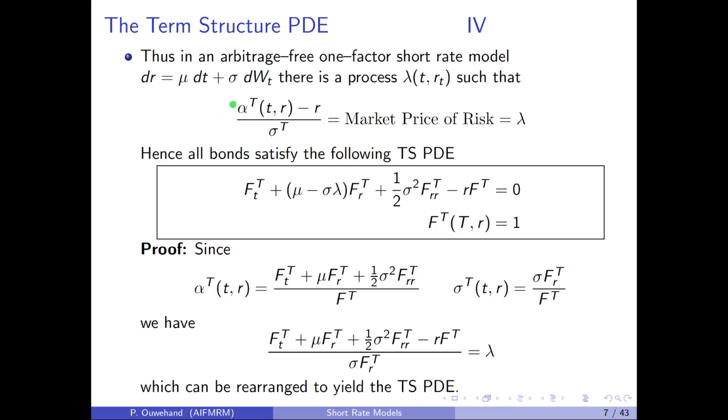Now, in order to show this, we start from here using the expressions for alpha t and sigma t that we derived before, namely alpha t is equal to this and sigma t is equal to this. And if we stick these values of alpha t and sigma t into this expression over here, we obtain the following, which can then be easily rearranged to yield the term structure PDE as shown above.